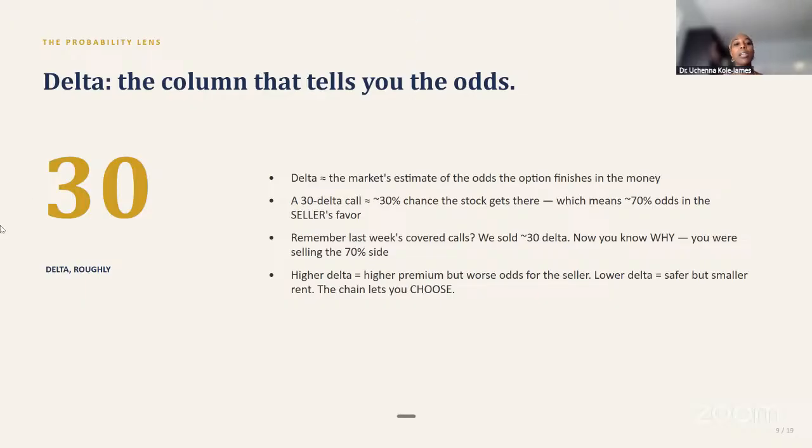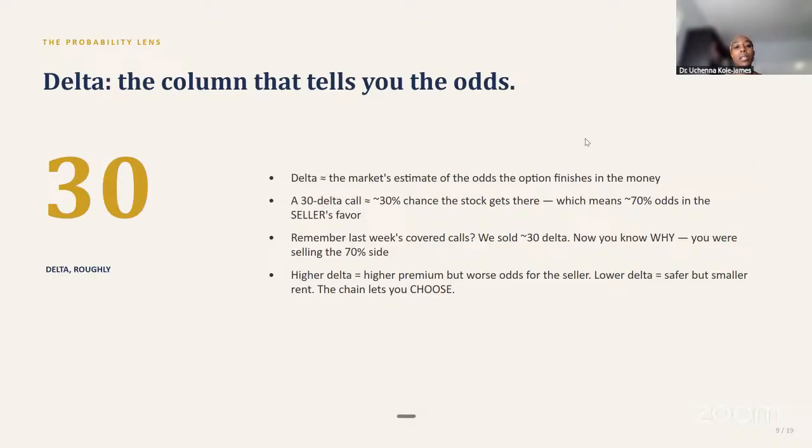Okay. So the delta is the market estimate of the odds of the option finishing in the money. A 30 delta call has a 30% chance of getting in the money or a 70% chance of staying out of the money, which favors the seller. Last week, covered calls, we sold 30 deltas. Now you know why. Because we were betting on that 70% of the option staying out of the money.